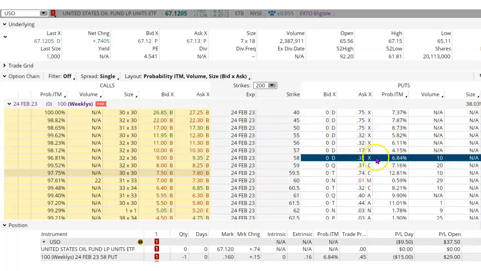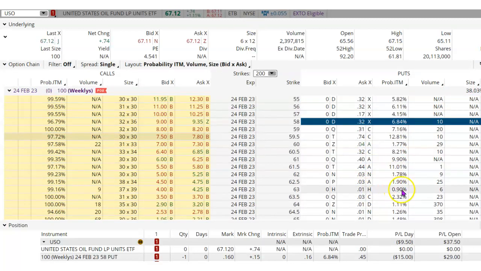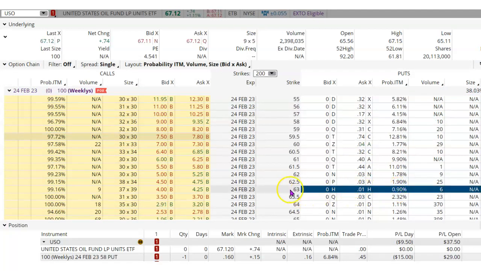And this is very annoying because at this point, the ask price should be very close to zero. See this one down here? This option is a 63 strike option. This option is $4 away from the market price, and it has an ask price of a cent, which is exactly where it should be.